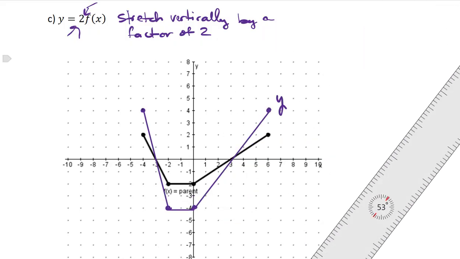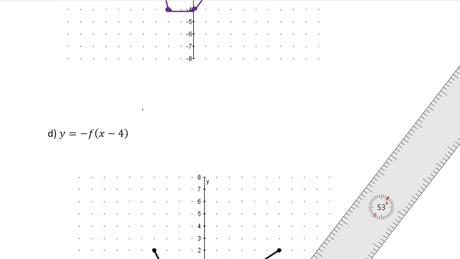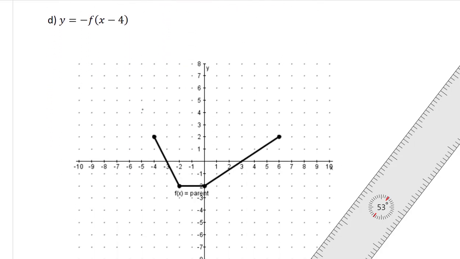And that's the graph of the equation y. On letter D, we have two transformations. We'll start with the one inside the parentheses. Quantity x minus 4 means that there's a shift of 4 units to the right. And then the negative in front of the function is a reflection along the x-axis.